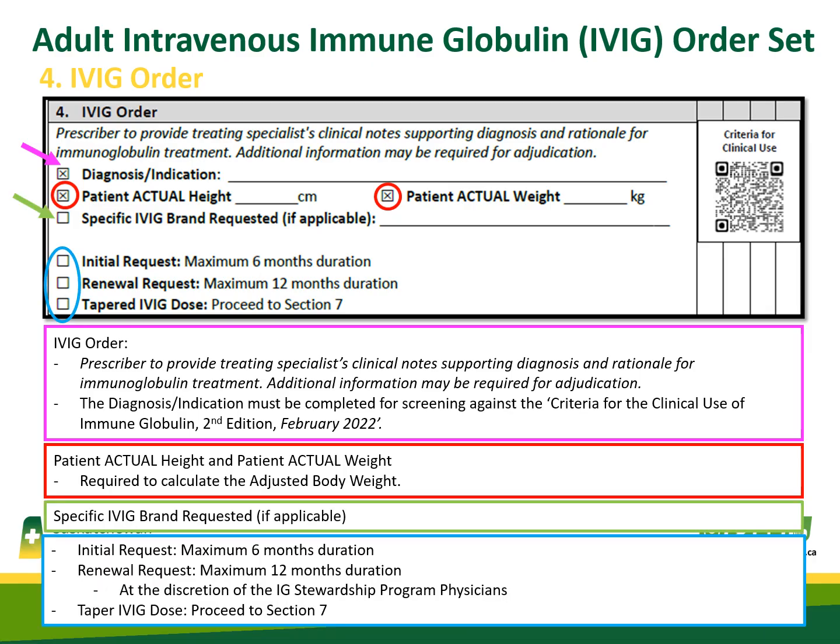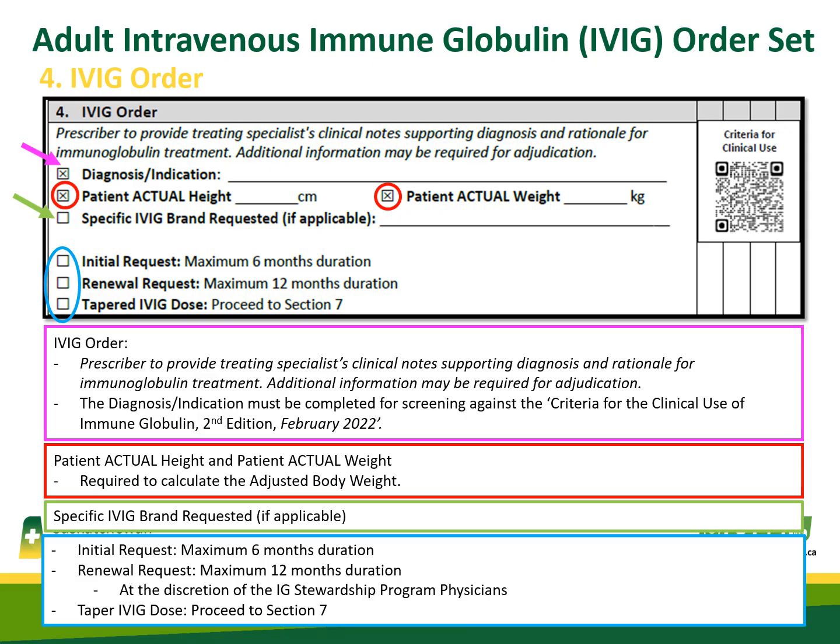All right, so there is a spot here that the physician can indicate a specific brand of IVIG. And then the next three little tick boxes have more to do with whether the order is for a maintenance order. But essentially, if the patient is new to IVIG, a maintenance order that is new is going to only be approved for a maximum of 6 months.